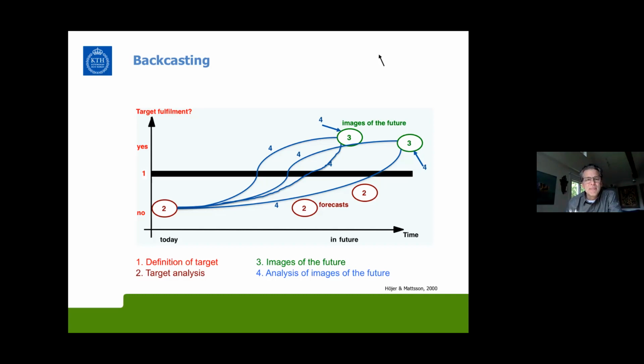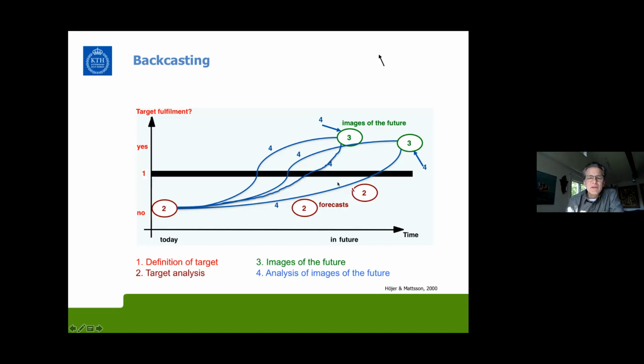Backcasting is something you use in those kinds of situations where you have a clearly defined target. And of course, this target doesn't need to be desirable for everybody, but someone has set up the target. So this is a reason for analyzing what it means. So you have a defined target. You then go about with the target analysis, which is the twos here. And with the target analysis, you might also do some forecasts. So the forecasting can be an integrated part of backcasting.